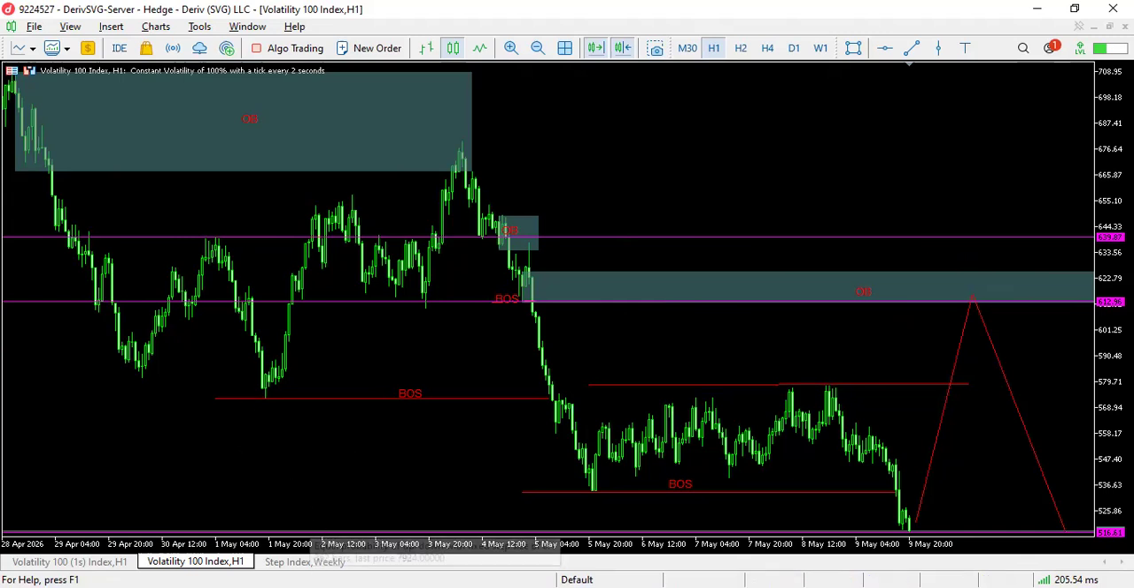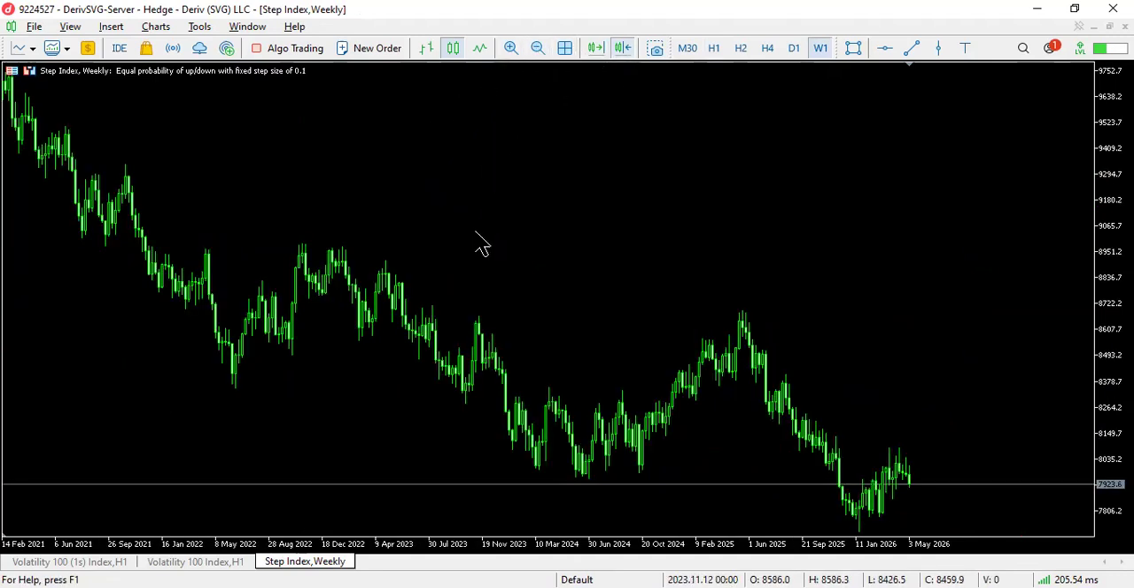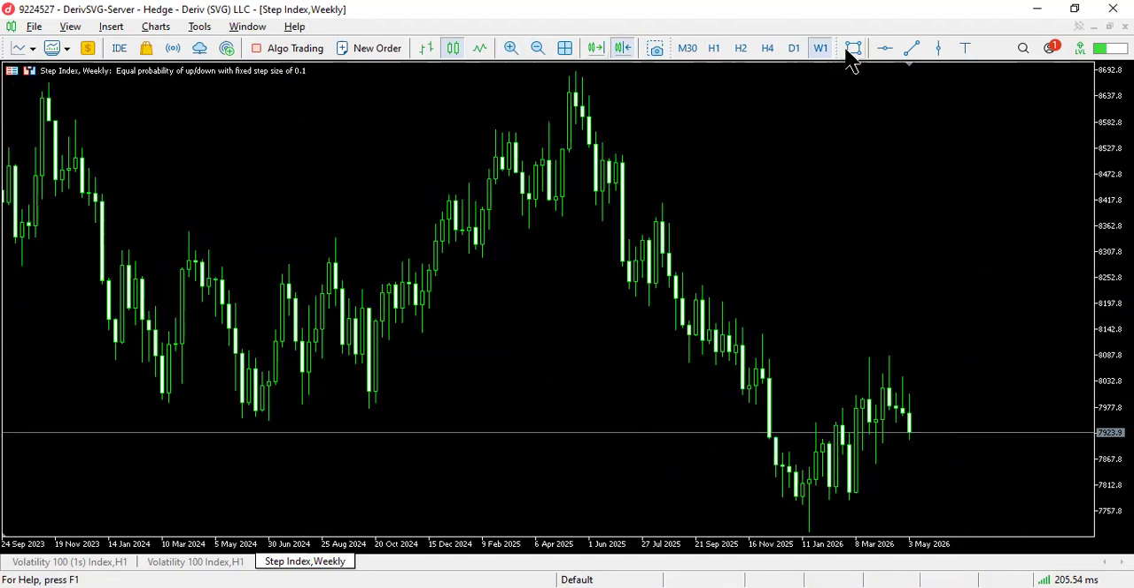Moving over to step index. So from the weekly time frame, our bias is very clear. We're in a downtrend as price is forming lower lows and lower highs. Going over to mark our key level, so we have a demand zone right at this level.